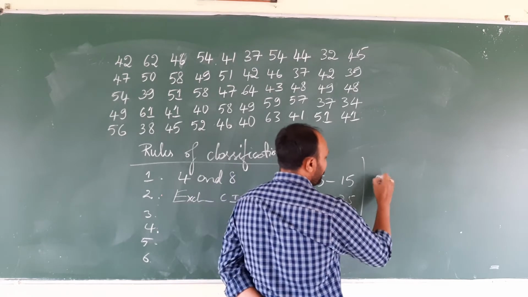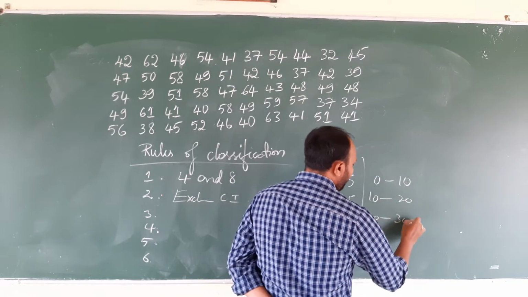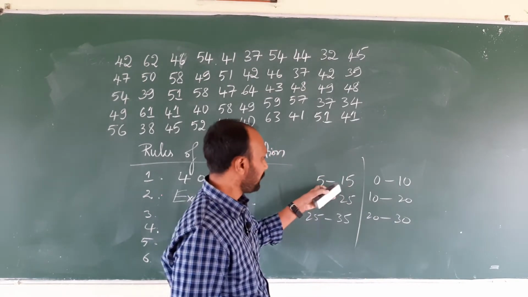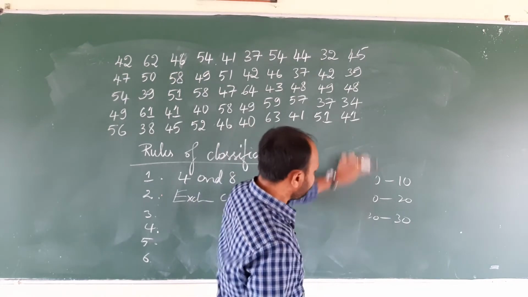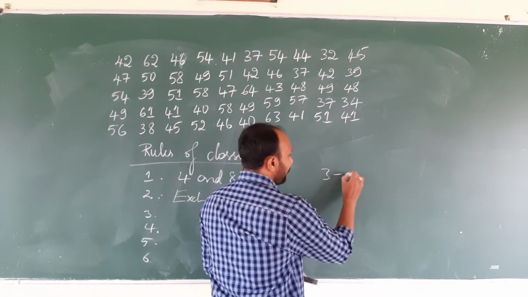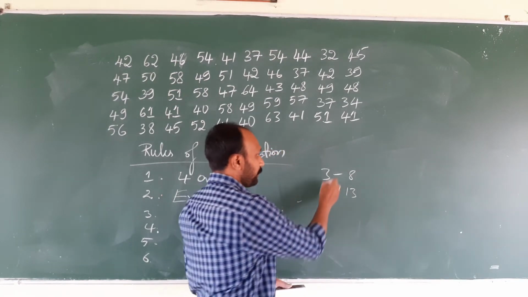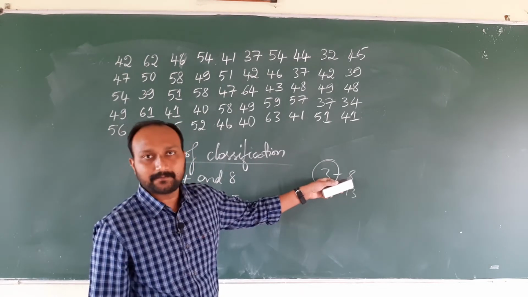Or else I'll be going with 0 to 10, 10 to 20, 20 to 30. Okay, this is fine, because all these first class lower limits are multiples of 5. On the other hand, if you go with a lower limit like 3 to 8, followed by 8 to 13, this is not a good way. Always the first lower limit value should be a multiple of 5.